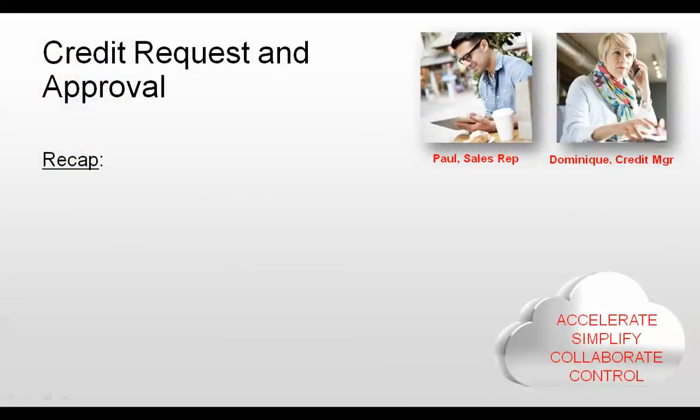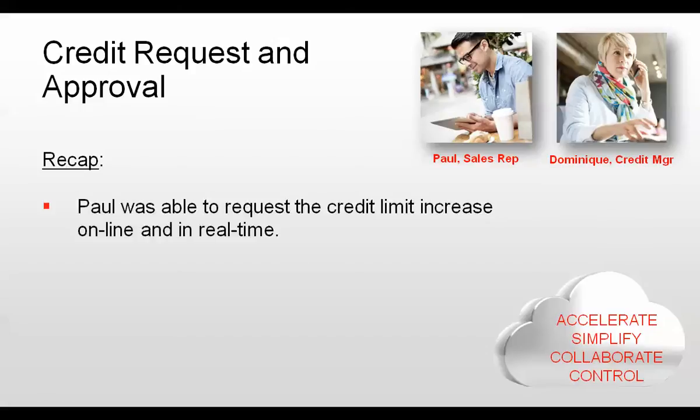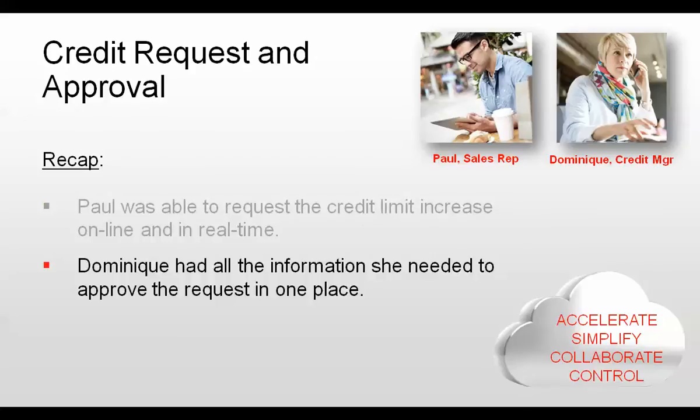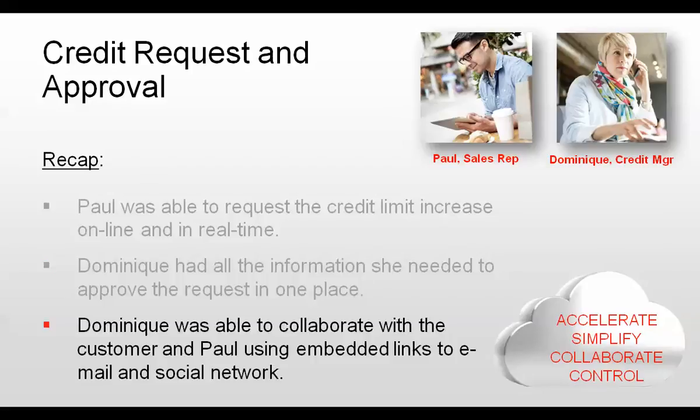Now let's recap the credit request and approval demonstration we just saw. First, Paul was able to use his mobile tablet application to access customer information and request the credit limit in real time. Second, Dominique had all the information she needed to approve the request directly from the email notification. And third, Dominique was able to use several collaboration tools at her disposal in order to make quick and informed decisions.